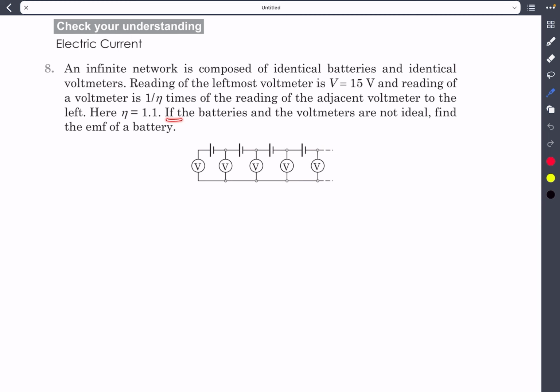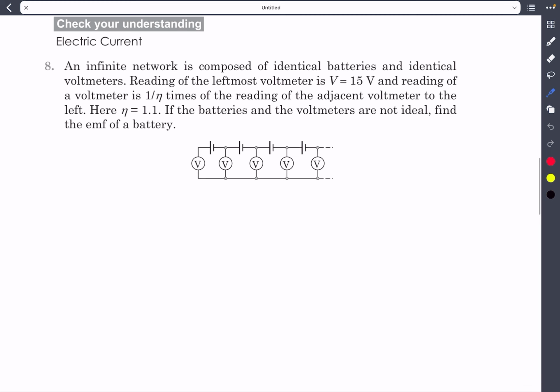Now the question is, if the batteries and voltmeters are not ideal, which means they must have some resistances associated with the elements, then we have to find the EMF of a battery. So that is the question. Give this problem a try, guys, and then check out the solution.